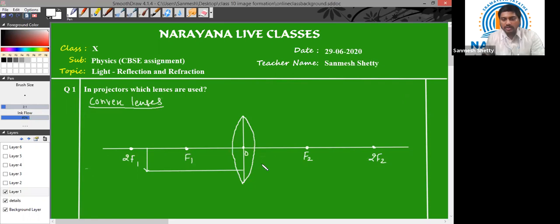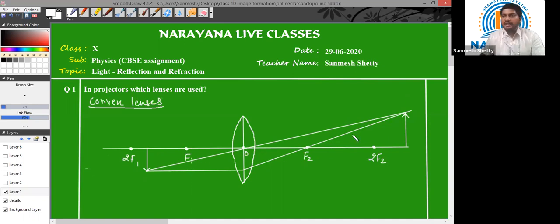So let us draw a ray of light which is parallel to the principal axis. After refraction, it will pass through the focus. Another ray of light which is passing through the optical center will pass somewhat like this, and the image will be formed at the point of intersection of these two rays.